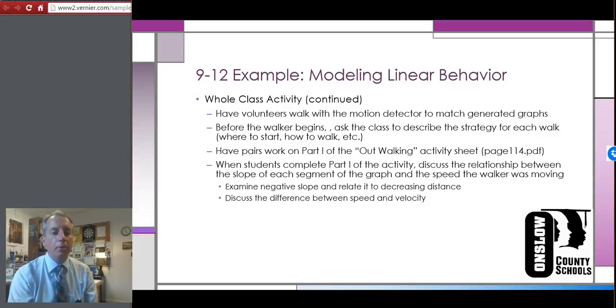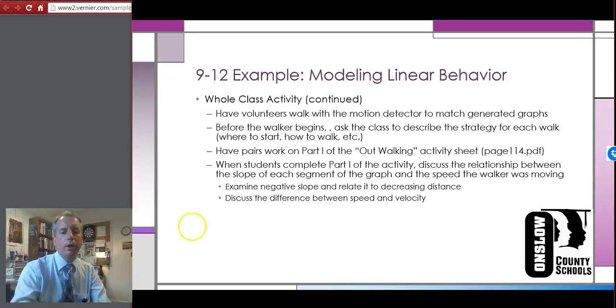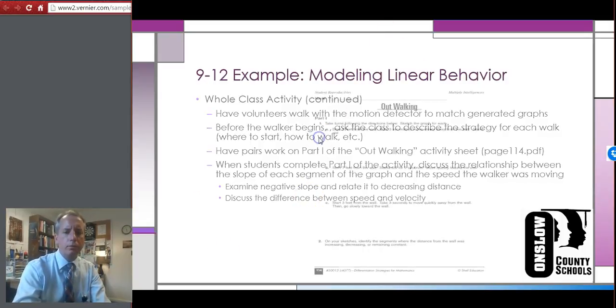So negative slope is a topic that, depending on the grade level you're working with, is certainly one you may have to discuss and spend a little extra time with. And then what is the difference between speed and velocity? We know that velocity is speed in a particular direction, but kids don't always know that, right? And so that's a big idea of physical science as well as just math.